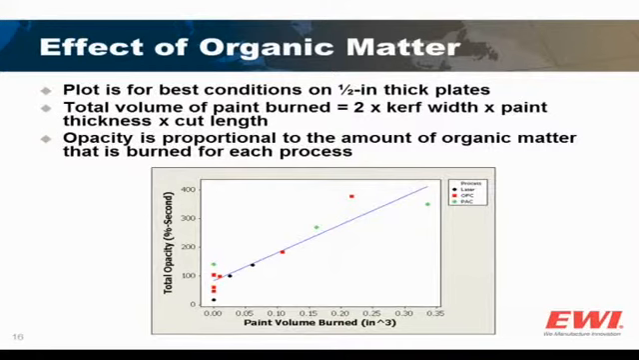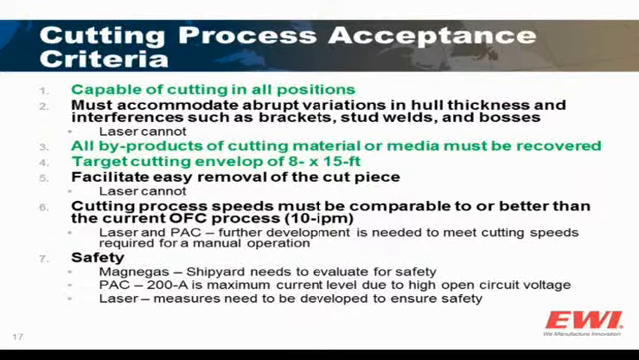For the effects of organic matter, the plot here is based on the best conditions for 1/2 inch thick plates. The total volume of paint burn is calculated as 2 times the kerf width, times the paint thickness, times the cut length. What we found is that as we increase the amount of organic matter that we're burning, so if your kerf width is wider and you increase your paint thickness, then you're going to get higher opacity levels.